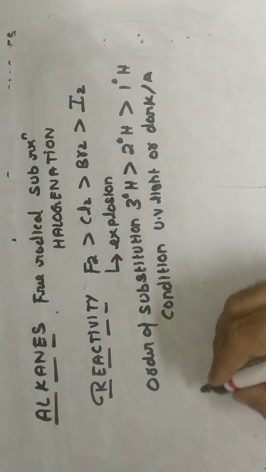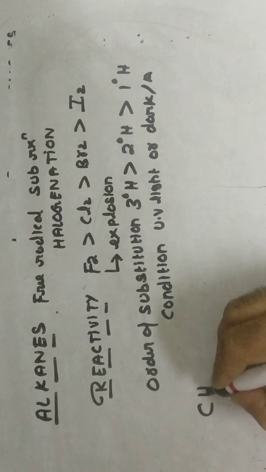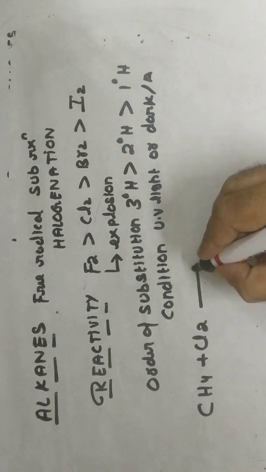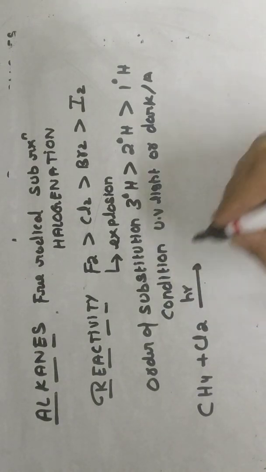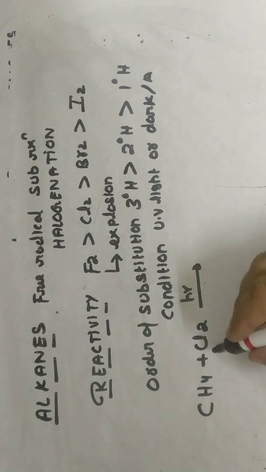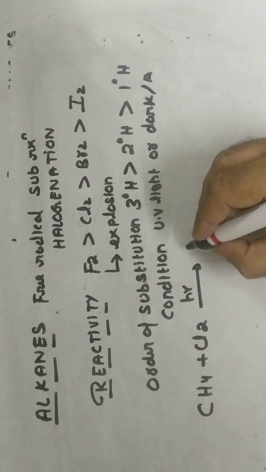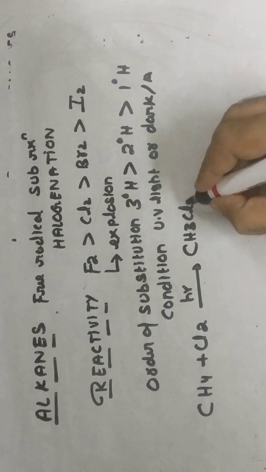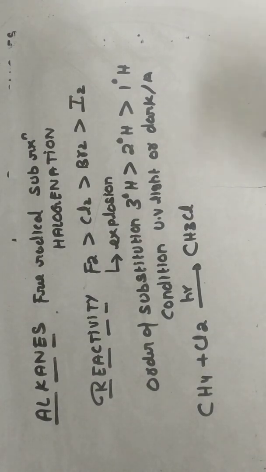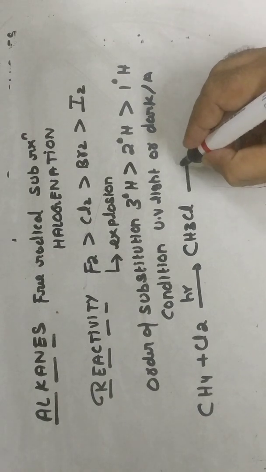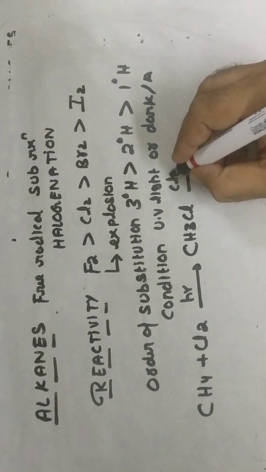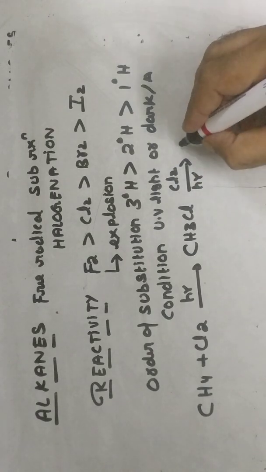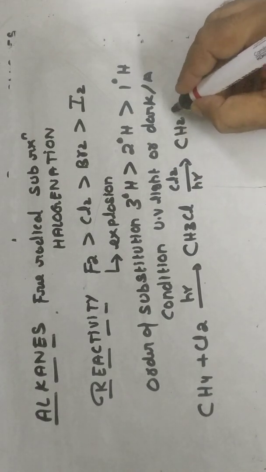Now let us see the example. Suppose we have methane. We react it with 1 mole of chlorine in the presence of sunlight, h nu. What is going to happen? One of the hydrogens is replaced by Cl. What we get is CH3Cl, chloromethane. Now since chloromethane has 3 hydrogens, you can react it with 1 more mole of chlorine in the presence of sunlight. One more H will get replaced and you will get dichloromethane.